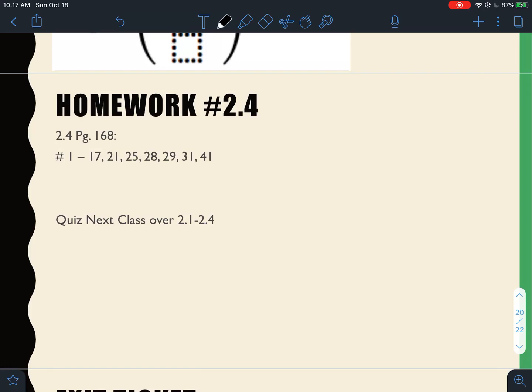All right, so we are going to have a quiz next class over the power, product, and quotient rules and all the derivatives of the trig functions. So make sure that you are prepared to do those. Your homework is in your modules on Canvas.